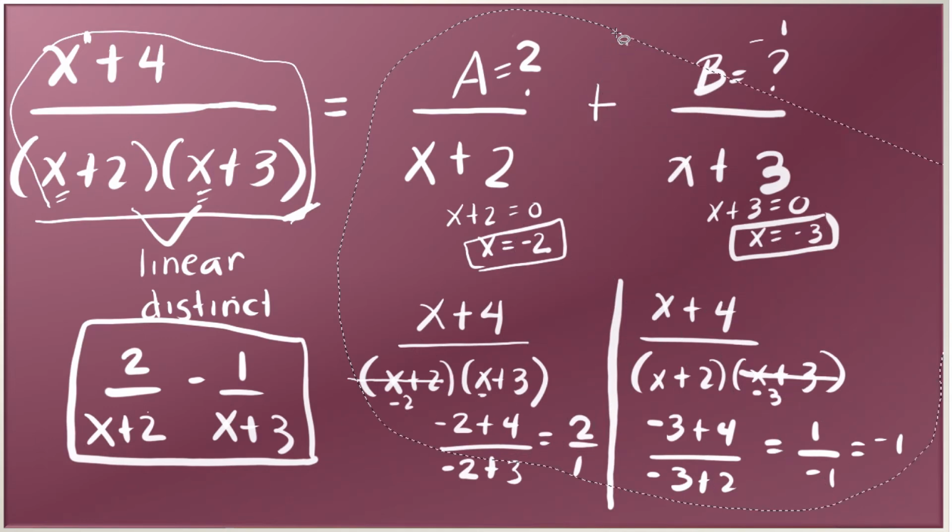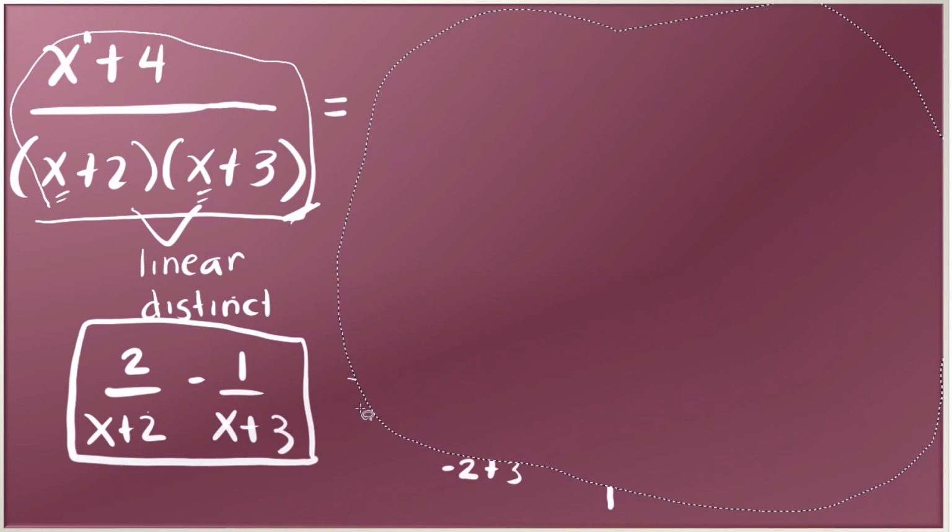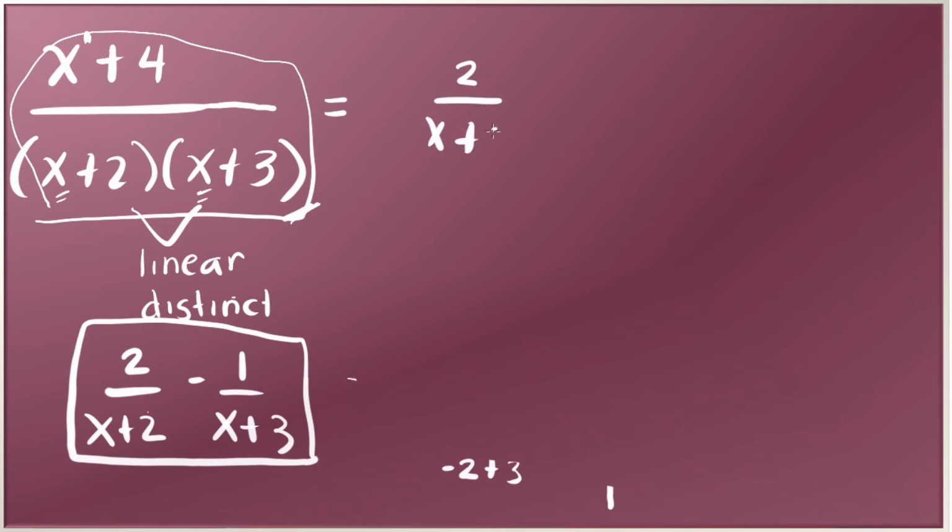Okay, I need a space to write on, so I'm going to delete this. Okay, so let's go ahead and check. We say that this is equal to 2 over x plus 2 minus 1 over x plus 3. To check, what we do is combine these two partial fractions and see if we get this condensed rational expression. So I'm going to make the denominators the same.